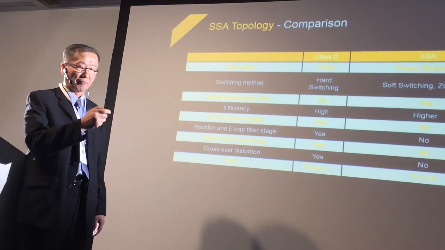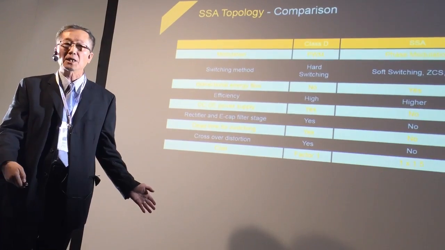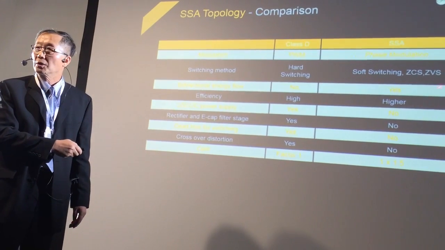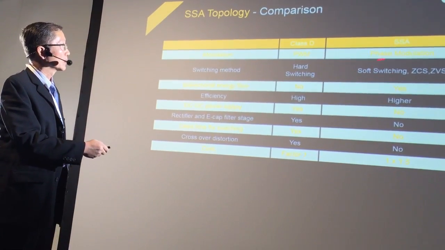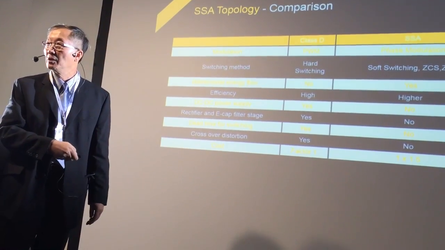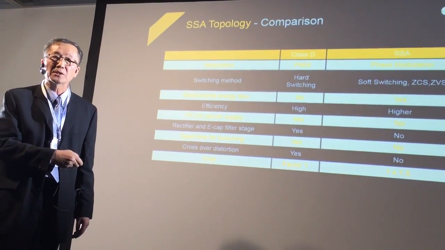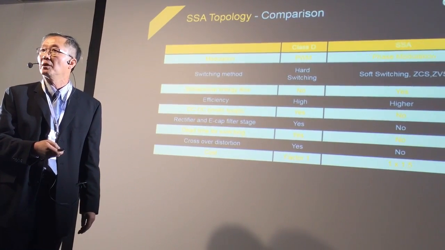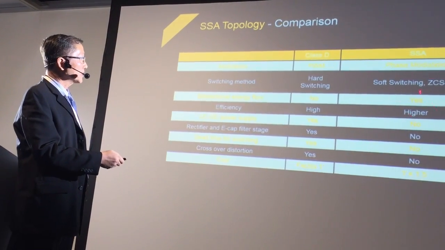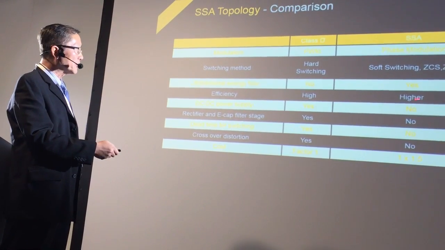Here's a comparison that people always ask about: what's the difference between this and Class D? First, Class D is pulse width modulation. Our topology uses phase modulation. Totally different. The switching method: Class D is hard switching, while ours is soft switching, with much higher efficiency, lower noise, and less radio interference. Then this topology has a true bidirectional energy flow; Class D does not. The efficiency is higher.